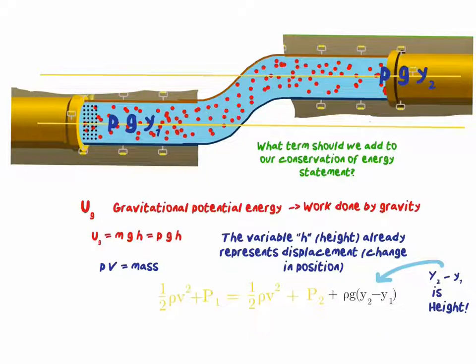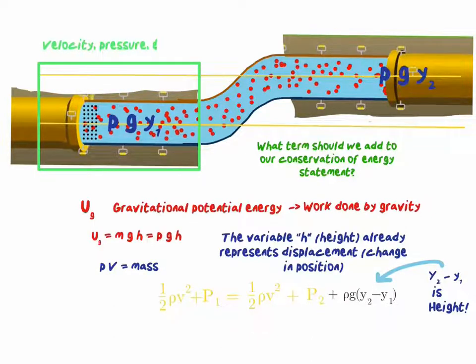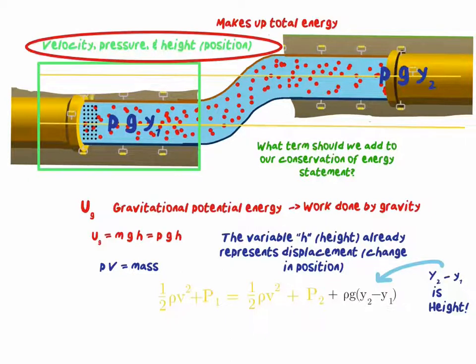So if we take a look at this first scenario over here, we can see that the total amount of energy that the fluid has within the system has to be split up between three things, right? Velocity, pressure, and then also a height, or a change in vertical position. And so that becomes very important when determining how much energy there is.